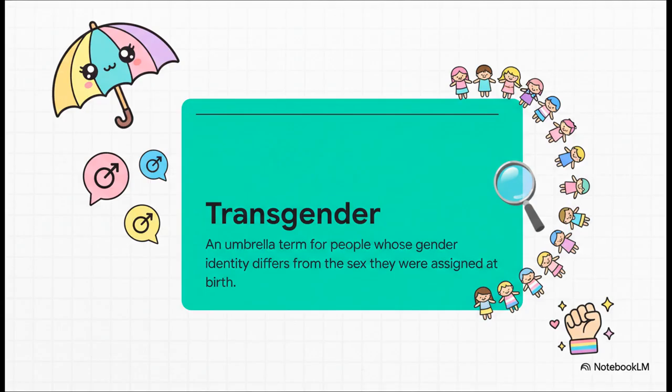Okay, so here's a concept that's absolutely vital for us to understand as we move forward. Transgender. It's basically an umbrella term. It's for anyone whose gender identity, so their internal, deep-down sense of who they are, doesn't line up with the sex they were assigned at birth. This is a key idea for so many of the identities we're about to explore.